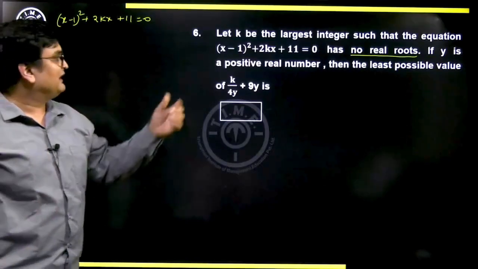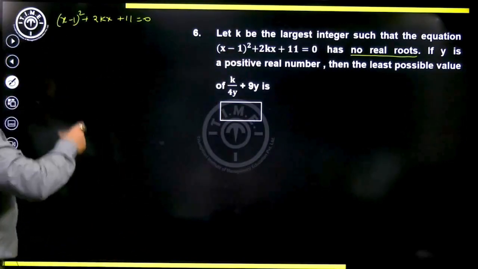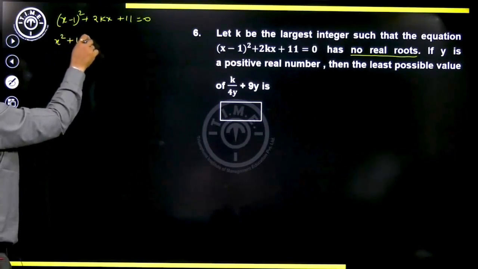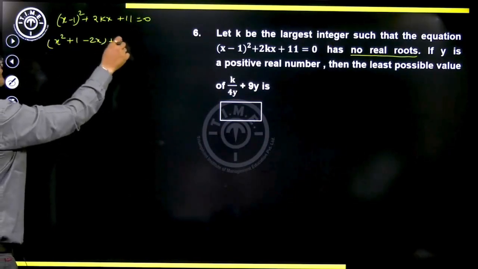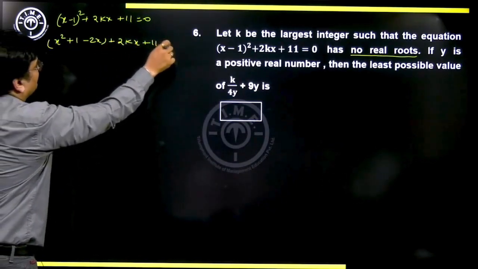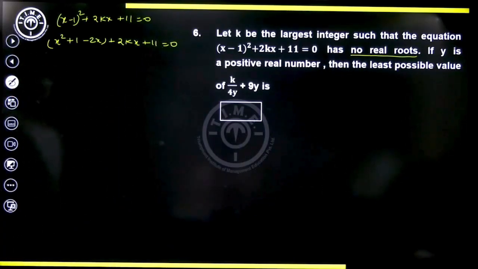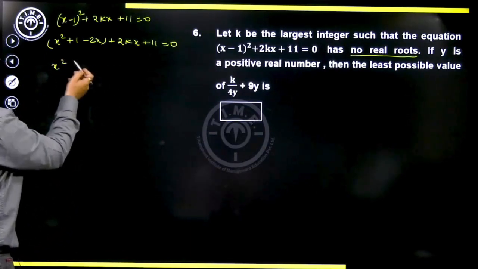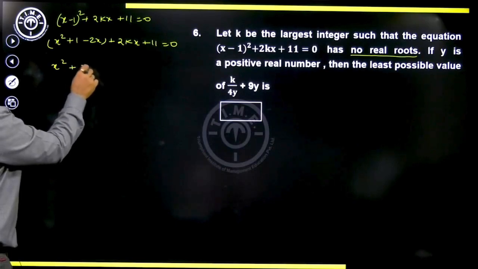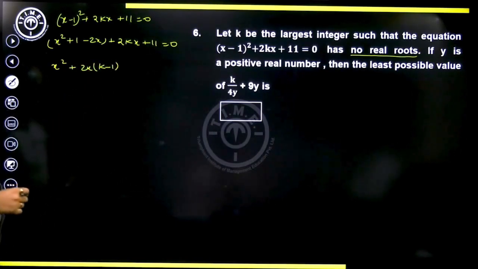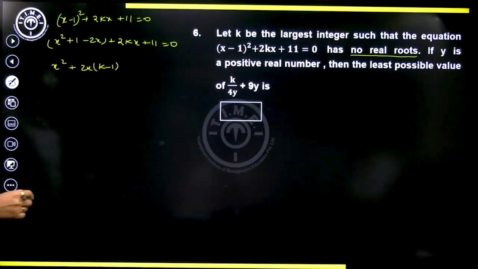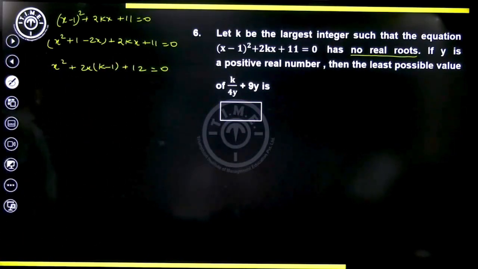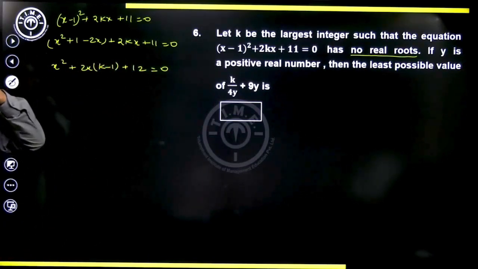But first we need to have the equation in the standard form. Let's try to write that. Let's expand this bracket. (x − 1)² will be x² + 1 − 2x, plus 2kx plus 11 equal to 0. Let's simplify. So this is x², and I can take 2x common, so we'll be left with (k − 1): x² + 2(k − 1)x + 12 = 0. So this is your quadratic equation and this should have no real roots.